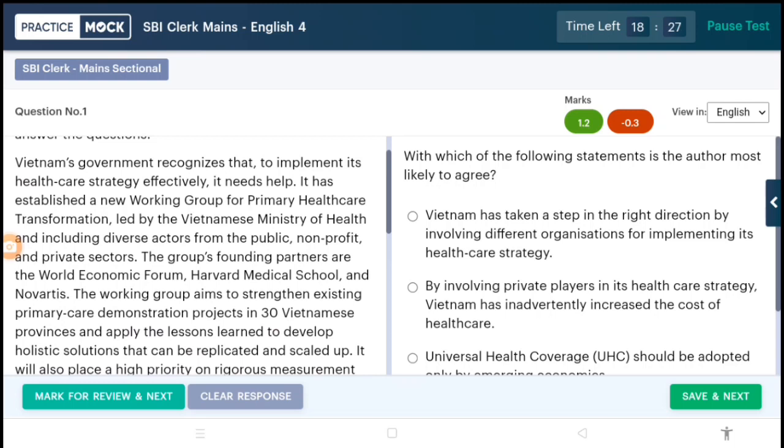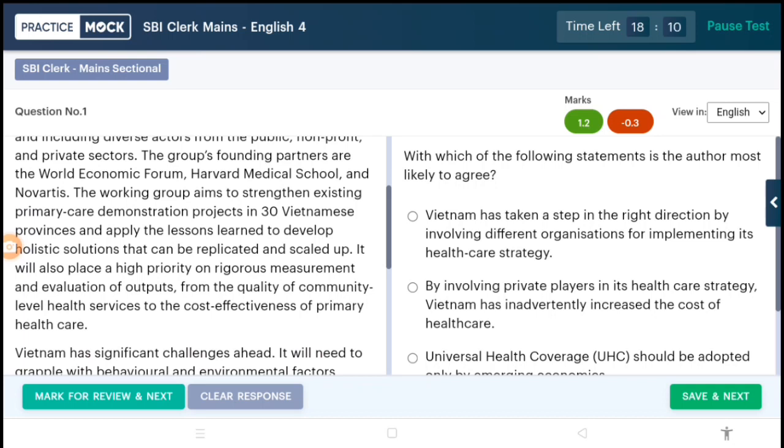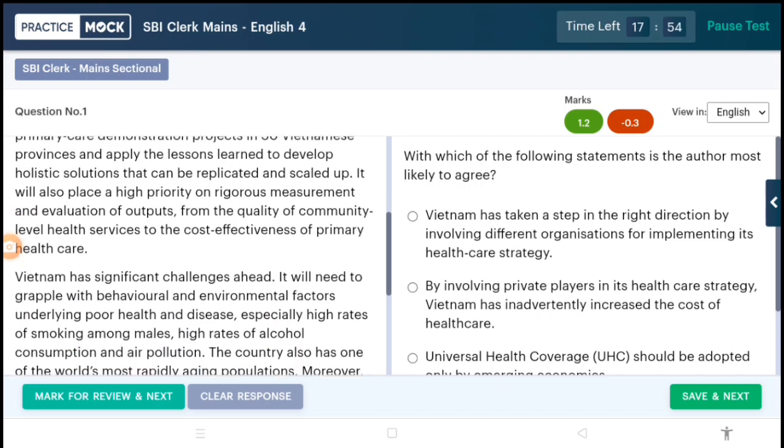Vietnam's government recognizes that to implement its healthcare strategy effectively, it needs help. It has established a new working group for primary healthcare transformation led by Vietnam's Ministry of Health and including diverse actors from the public and private sectors. The group's founding partners are the World Economic Forum, Harvard Medical School, and Novartis. The working group aims to strengthen existing primary care demonstration projects in 30 Vietnamese provinces and apply the lessons learned to develop holistic solutions that can be replicated and scaled up.